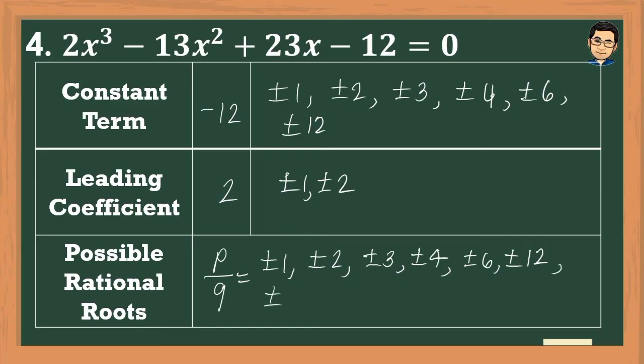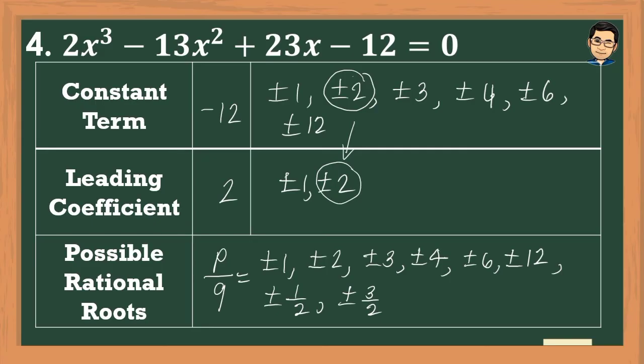Positive negative 1 half, tsaka positive negative 3 over 2. So, bakit dalawa lang yung nakuhang factors natin nung dinivide natin yung mga factors ng constant terms sa positive negative 2? It's because umulit na lang po kasi yung sagot. Like for example, ito, positive negative 2. I-divide mo sa positive negative 2. So, ang mga lilitaw na sagot, positive negative 1 na nailista na natin kanina.